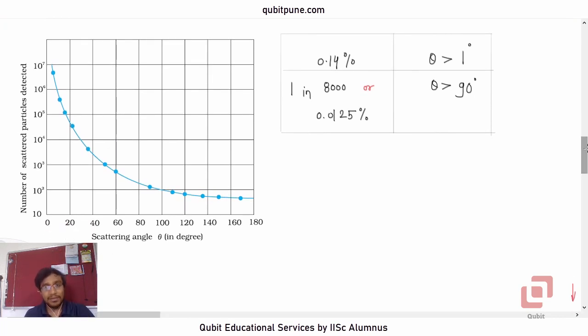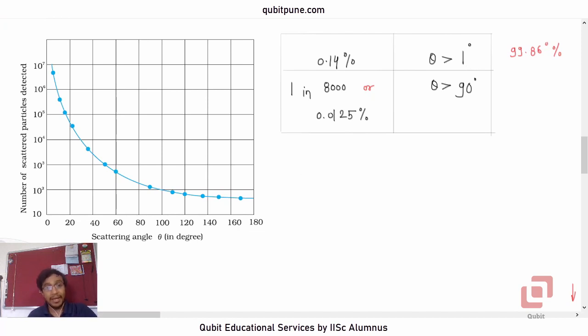The main observation was that almost 99.86% of all the alpha particles which he bombarded against the gold foil had a scattering angle of less than 1 degree. Only 0.14% could be deflected with a deflection angle of greater than a degree.